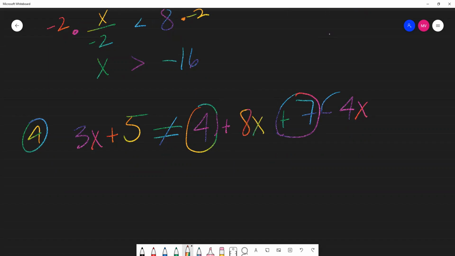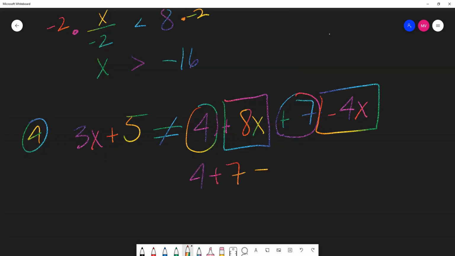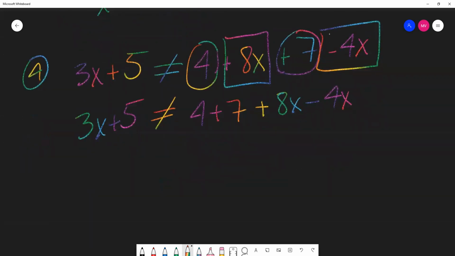Okay, and I just want to reiterate this again because it does get missed. When I am combining like terms, what do I make sure I include with a term? Yes, the variable is part of the term. The sign in front of it. So you would want to make sure that when you start combining, that 4x minus 4x becomes a negative 4x. That way you have 4 plus 7 plus 8x minus 4x. 3x plus 5. I just want to put that in there. Okay, continue.